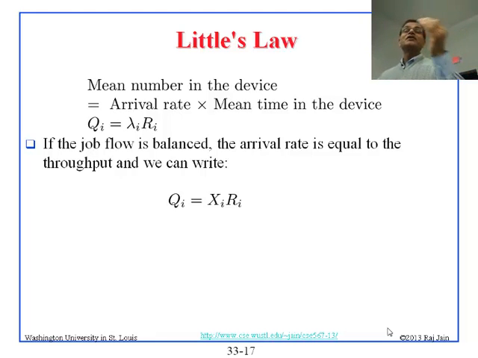And the whole operational analysis does not use any Greek letters. That's why instead of saying n is equal to lambda r, which was the original Little's law, we are saying Q is equal to X R. Actually, we are going to say Q is equal to X R, not lambda R. And so Little's law is Qi equal to Xi times Ri. Qi is the number in the queue, the number in that device, equal to the throughput of the device times the response time in that device. All right, so this is how we will write Little's law.